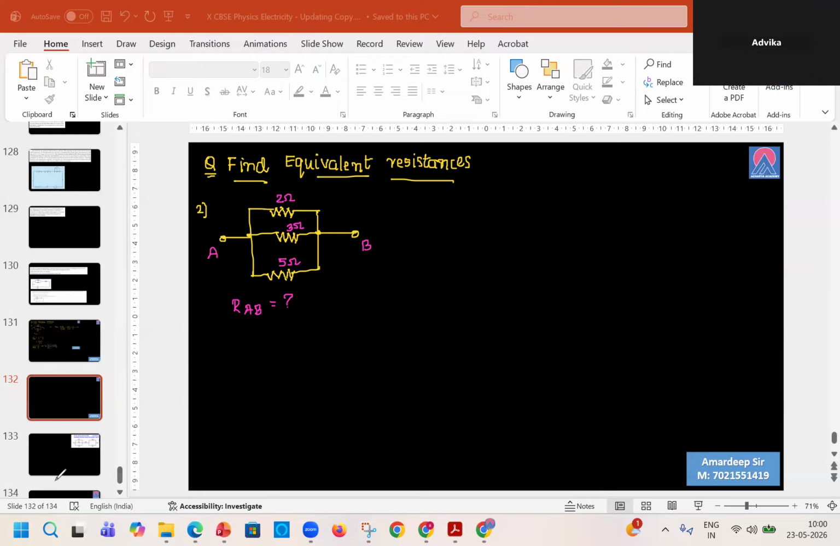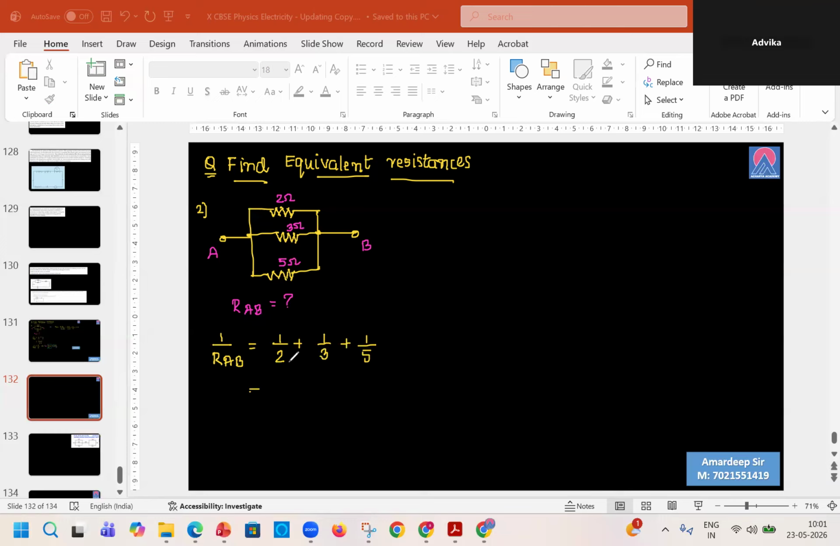So 1 upon R_AB is equal to 1 upon 2 plus 1 upon 3 plus 1 upon 5. After that, I can do cross multiply. Correct. So can you put them all together? You can start by saying 1 upon R_AB is equal to, yes, 1 upon 2 plus 1 upon 3 plus 1 upon 5. Now how do we take the LCM of three numbers? The same as before.